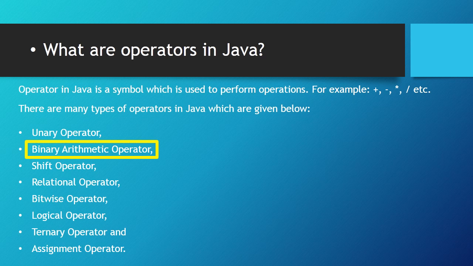What are operators in Java? Operators in Java is a symbol which is used to perform operations. For example, addition, subtraction, multiplication, division, etc.